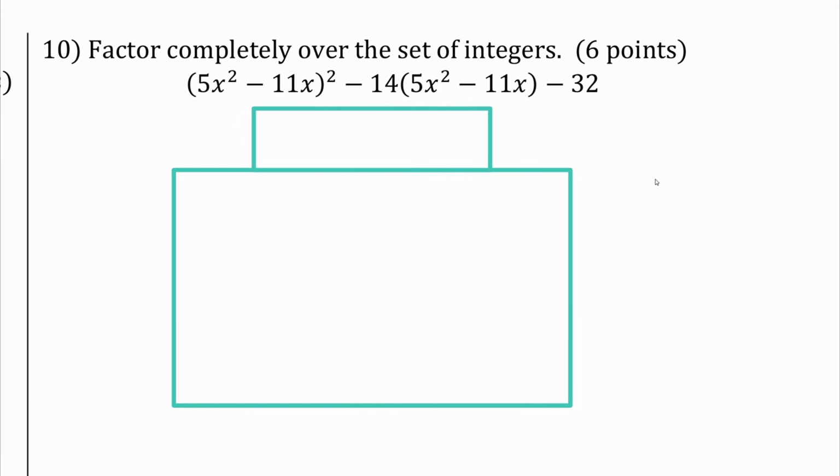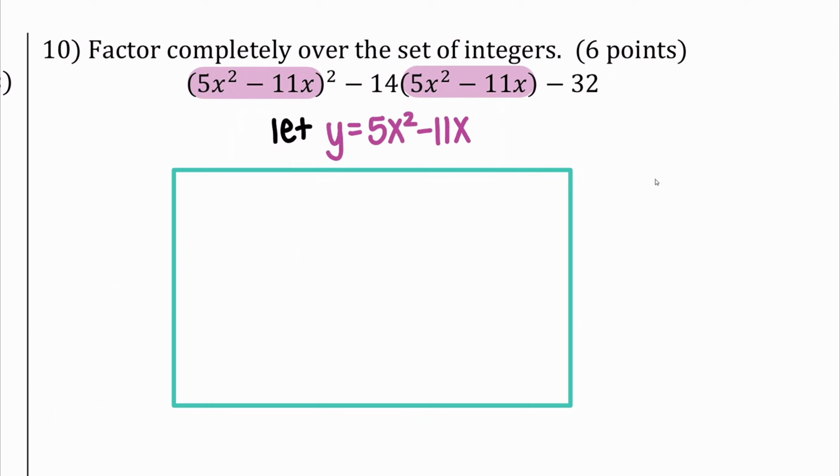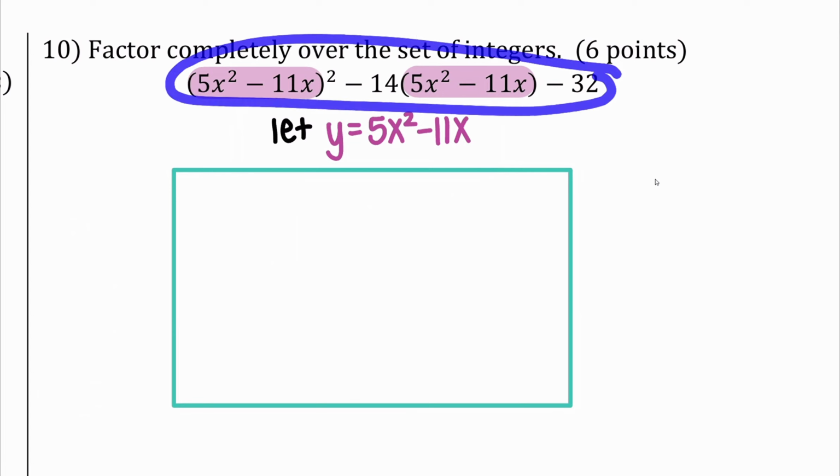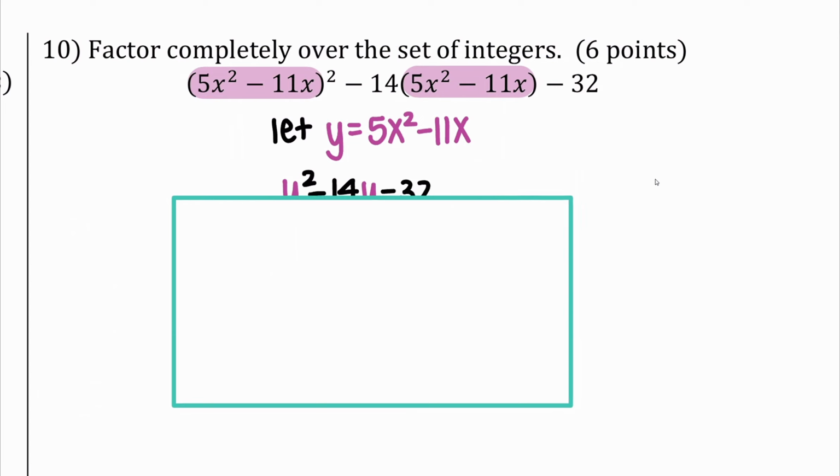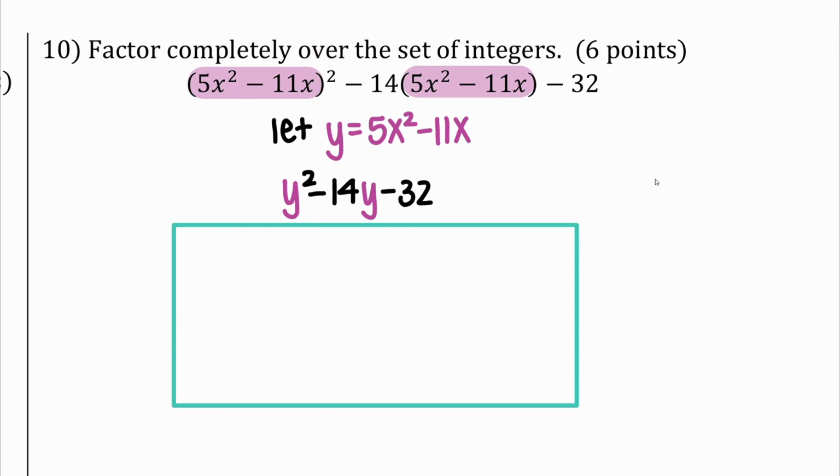So let's look at number 10. Number 10 says factor over the set of integers. So it just says factor completely. Once again, this looks hard, but we want to translate it into an easier problem. We can see that there's a repetition of this 5x squared minus 11x. So let's say that is equal to y. And we're going to translate this entire problem in terms of y. So we can write it as y squared minus 14y minus 32.